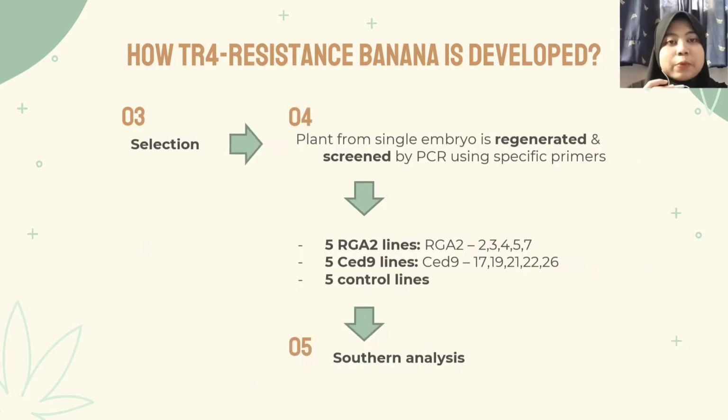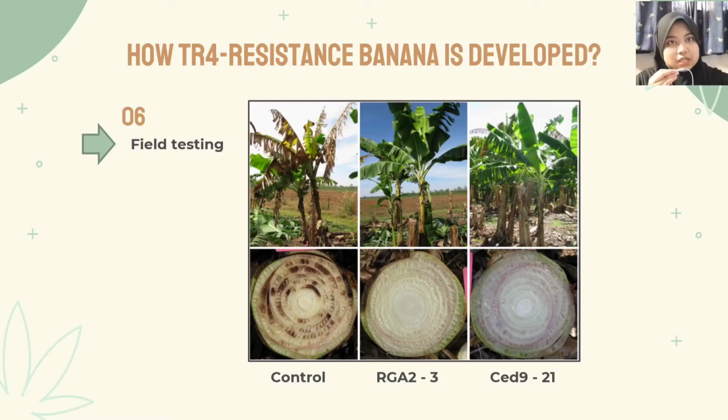Following the transformation, the embryo is selected, regenerated and screened by using PCR. From the PCR results, about 5 lines from RGA2, CED9, and also controls are selected and analyzed again using Southern blot or Southern analysis. The last step is the field testing, where all the 5 lines of control, RGA2 and also CED9 are tested on a plot. The result proved that CED9 and RGA2 are resistant to TR4. Thus, the banana crop subspecies Cavendish is commercialized for its ability to resist TR4 disease.